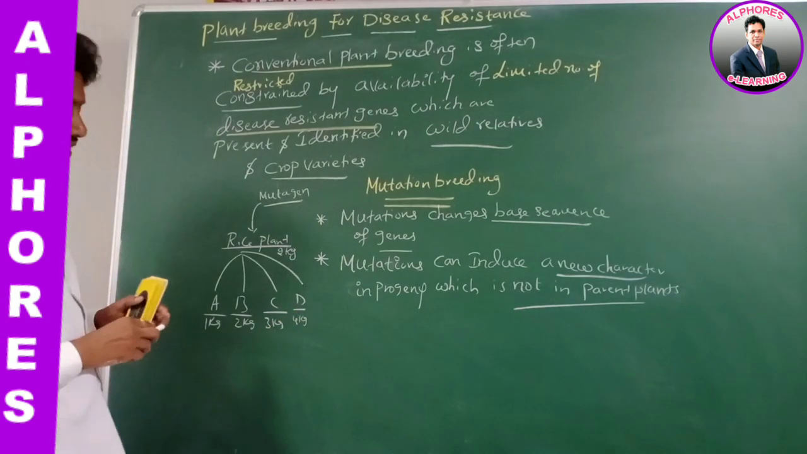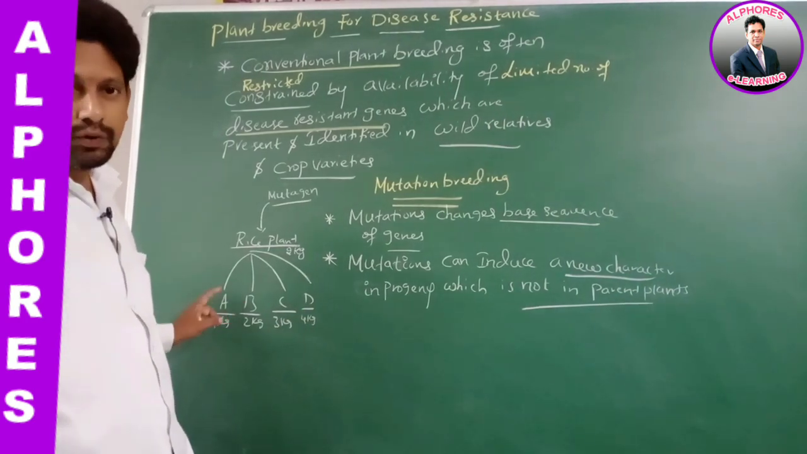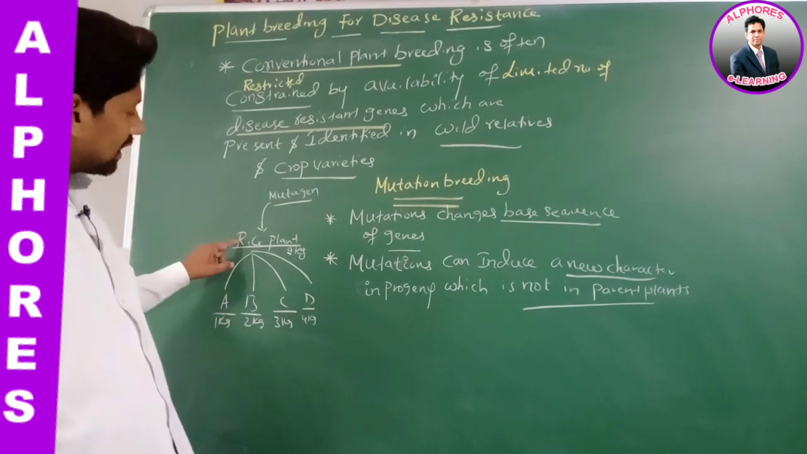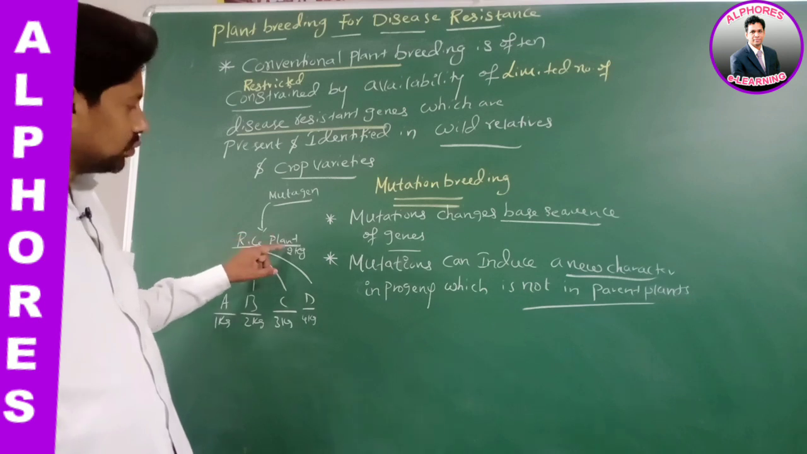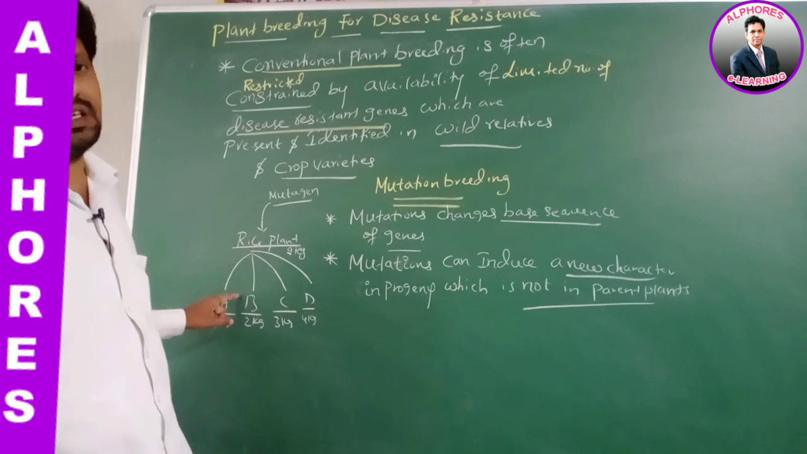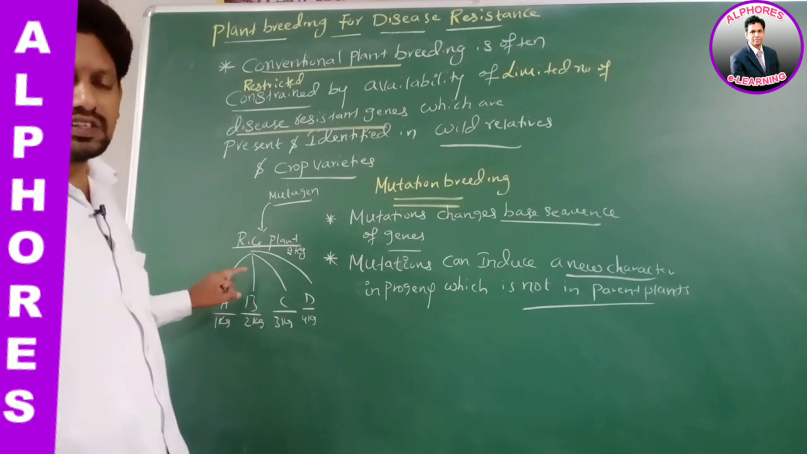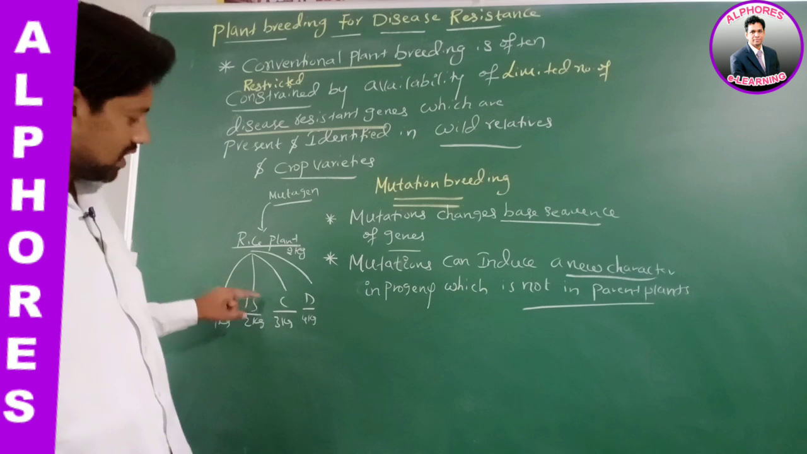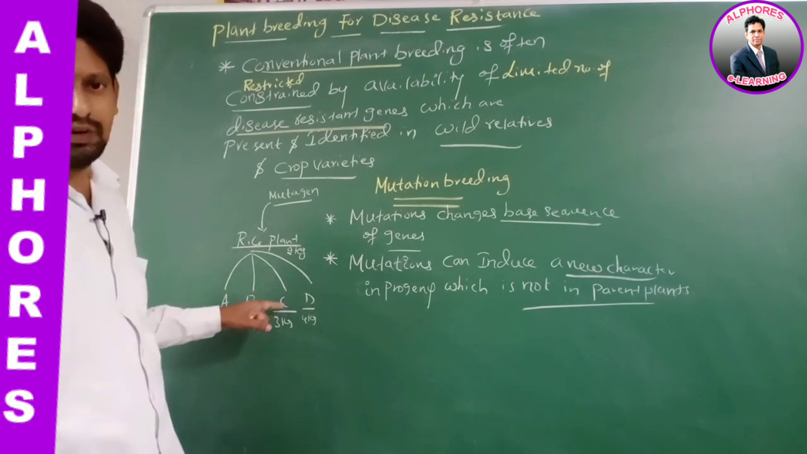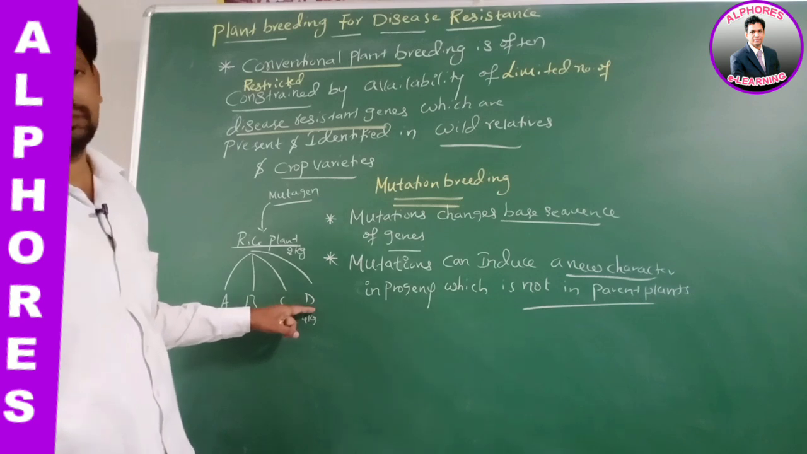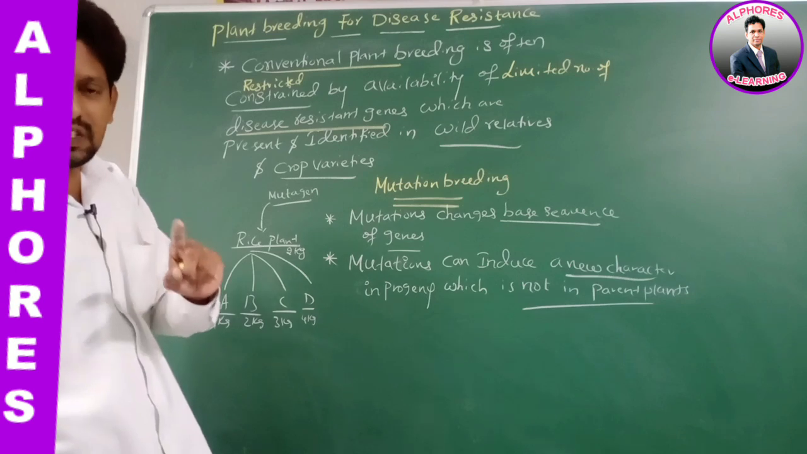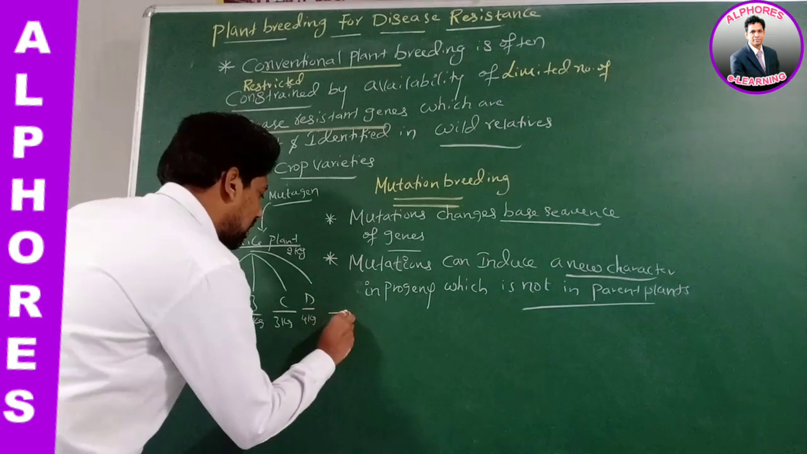Now you tell me, A and B are produced by mutations, but are they desirable? No. Because already we have a rice variety which is giving 2 kgs of rice. Then what is the use of producing a rice variety giving 1 kg or 2 kgs of rice by using mutations? Are they desirable in this case? No, they are not desirable. But here they are desirable. Is this statement okay? Therefore, mutations are not always desirable.